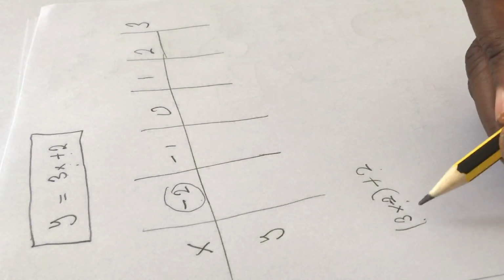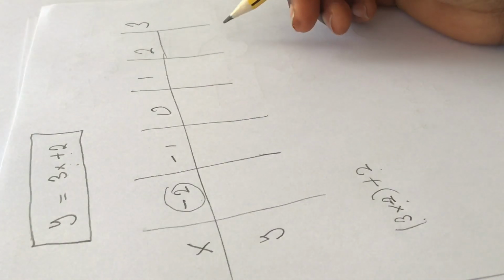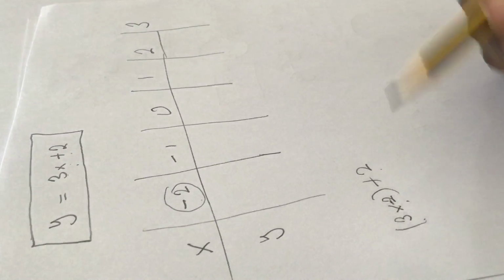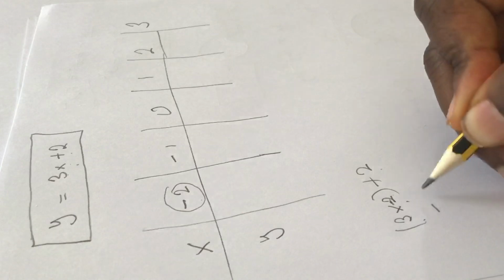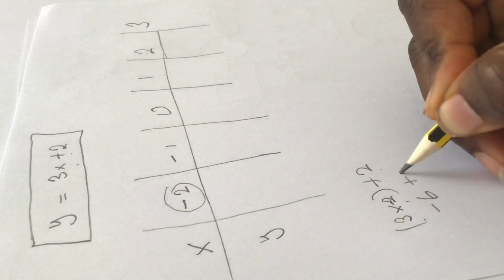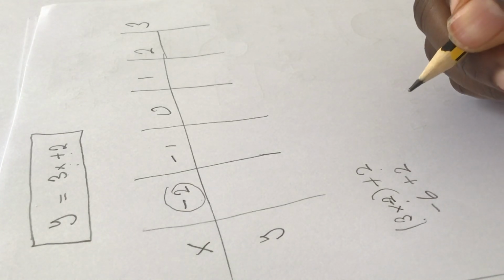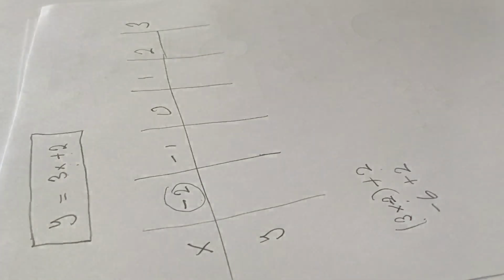Can I do this in the exam? Yeah, you have to do this to fill the table before you plot the graph. So 3 times -2 is -6, isn't it? -6 plus 2. What's the answer?